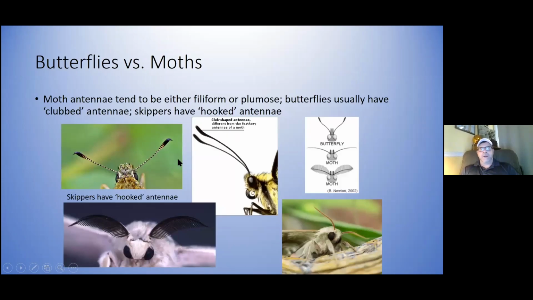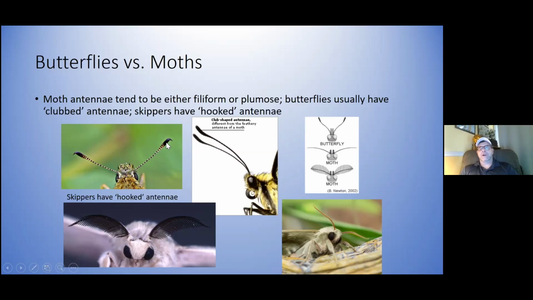And so one of the easiest ways to tell them apart is to look at their antennae, right? Because they all can be colorful, but the antennae of moths and butterflies are quite different. Almost all butterflies have what we call club-shaped antennae. So the end of the antenna ends in this thickened club, like here and here. Or in the case of the skippers, which are a form of butterfly, that club has a little hook on it. So you can see their little hook.